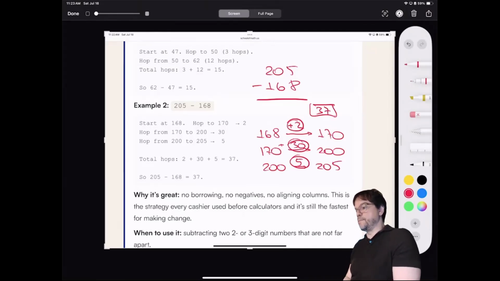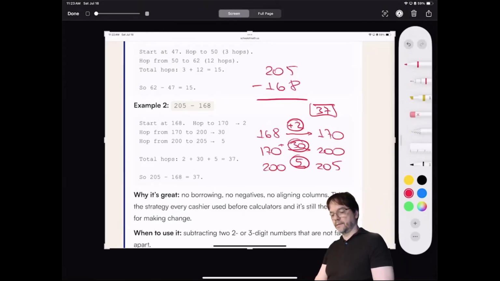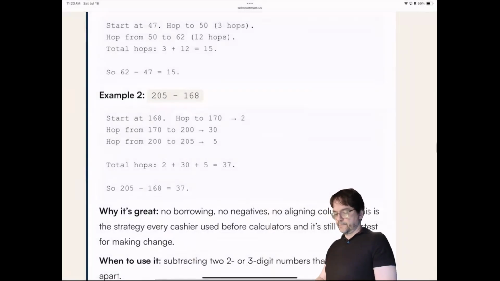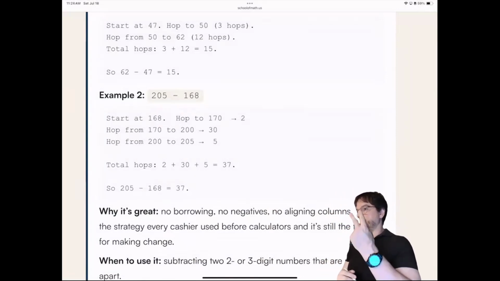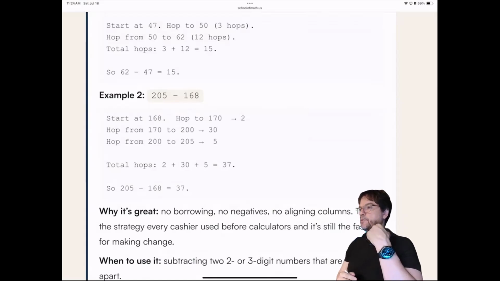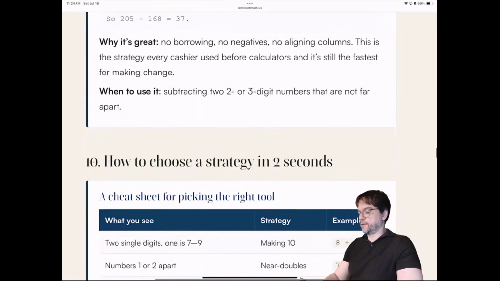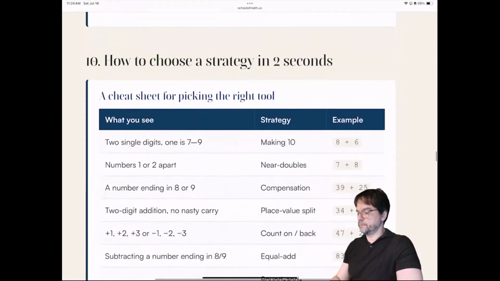So you can do this in your mind. Let's do 168 to 205. 168 to 170 is plus 2. 170 to 200 is 30. 200 to 205 is 5. So 30 plus 5 plus 2 is 37. Is that okay for you?